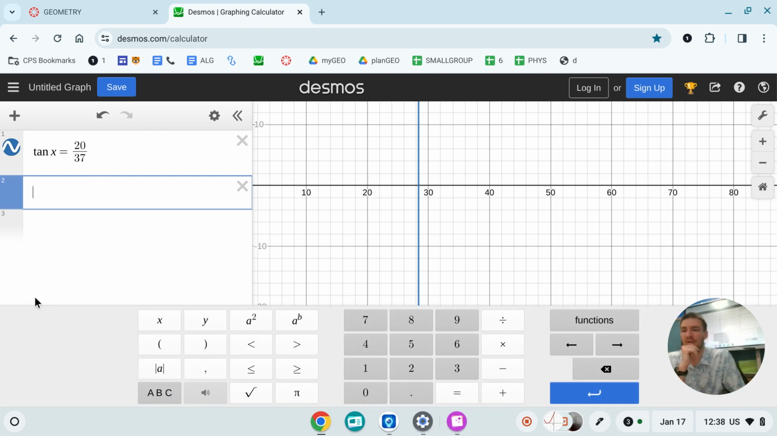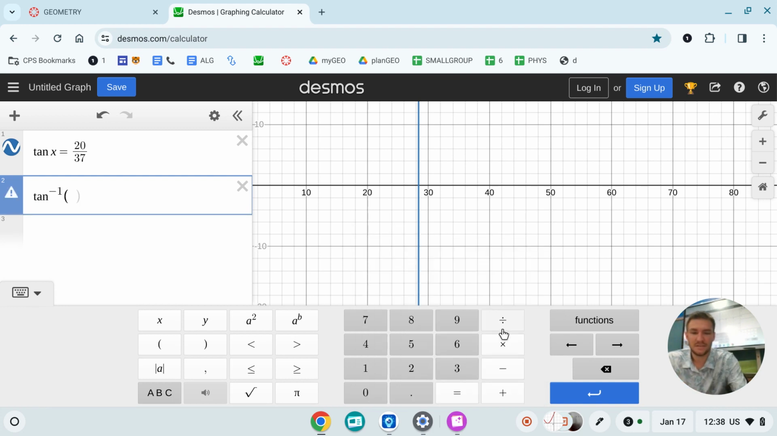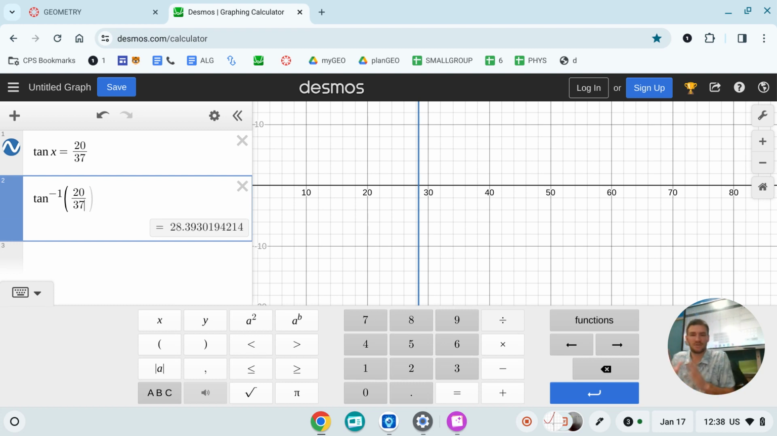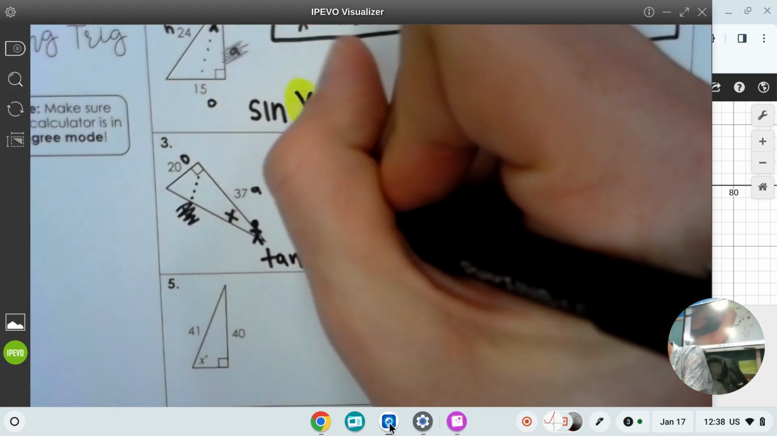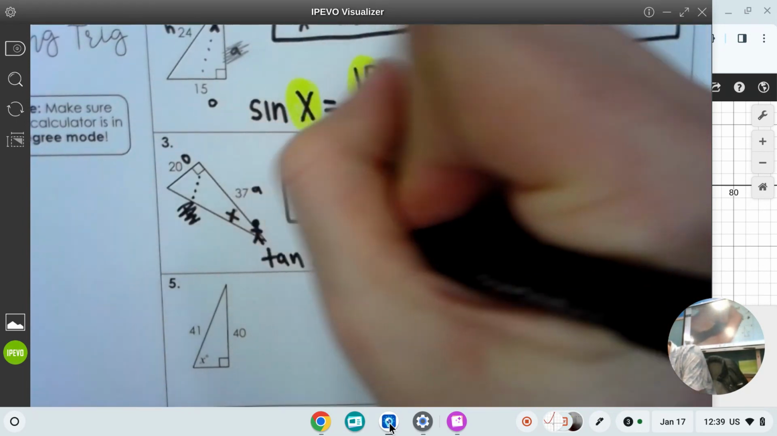Really simple. Keyboard. Functions. Inverse tangent. 20 over 37. Just like we thought. 28 and a half. It's 28.4. Sweet. X equals 28.4 degrees.